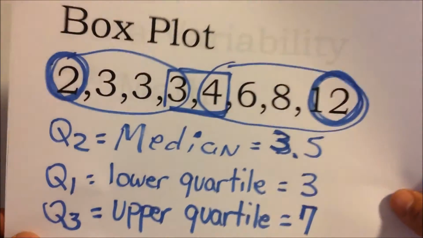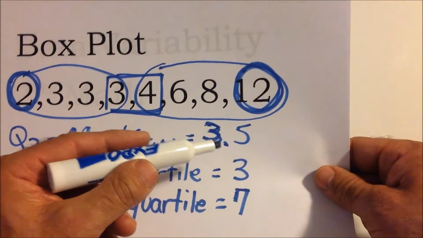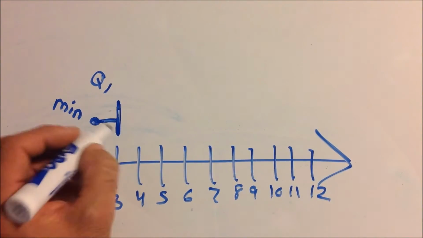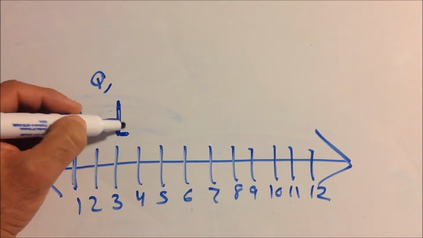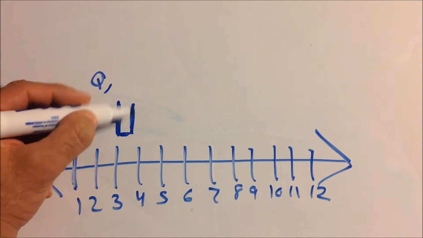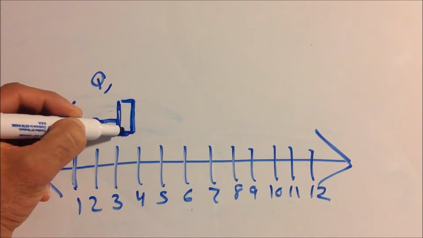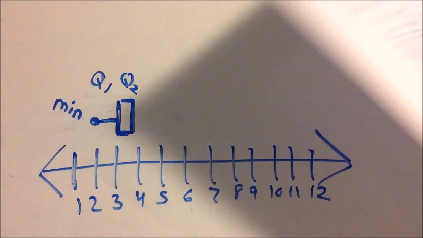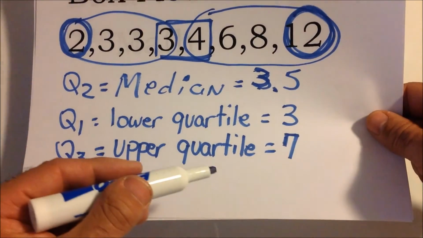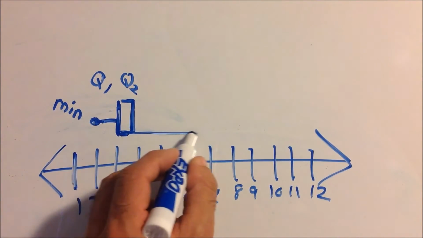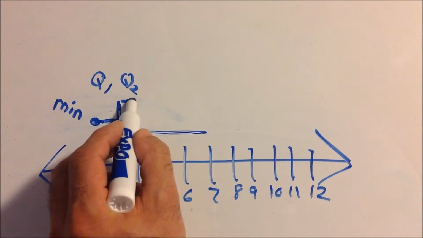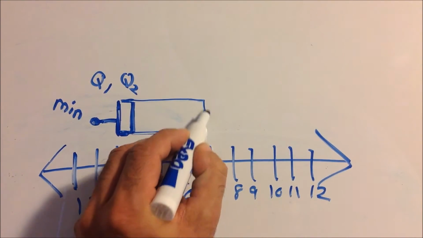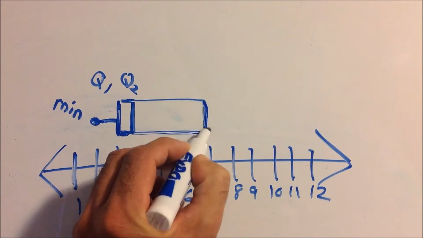Now we want to find Q2. Remember, the Q2 was the median. It was 3.5, so we'll just go to 3.5 and right there, and we have now our part of the box already, and that's Q2, which is the median. And now we want to go to Q3. Q3 is the upper quartile, which was 7. So we'll draw a line all the way to 7. And now we finished our box on 7.